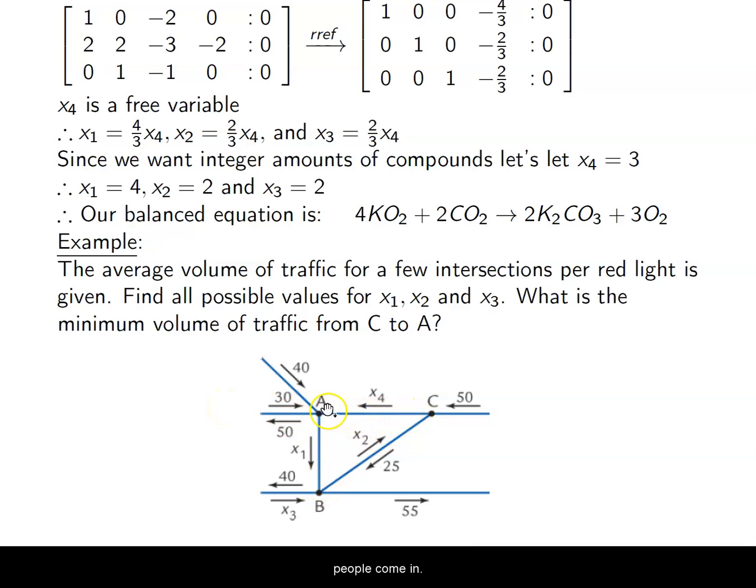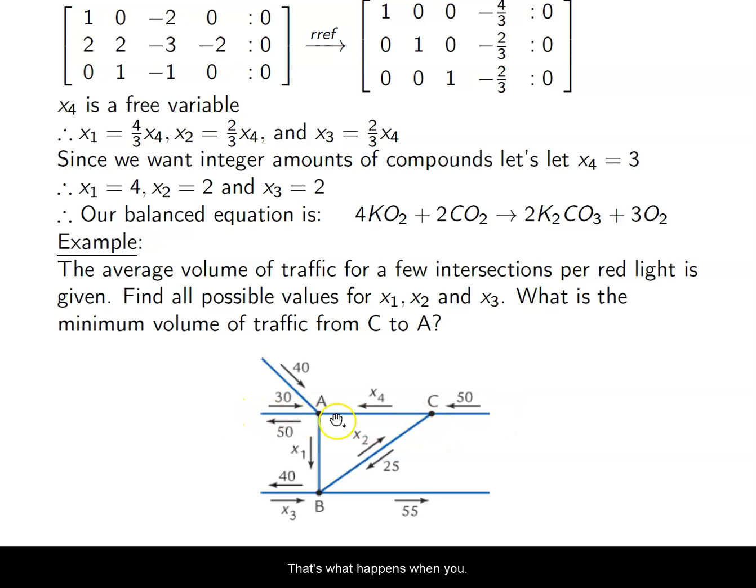So all these people coming in, it's 50 plus this amount. Same thing with these people coming in, right? So 40 plus the 30 has to equal what's going to be coming out of this intersection. Oops, that's out also. So all the things coming in, 30, 40 plus X4, has to equal the things going out, 50 plus X1. And we're going to do that with each node.